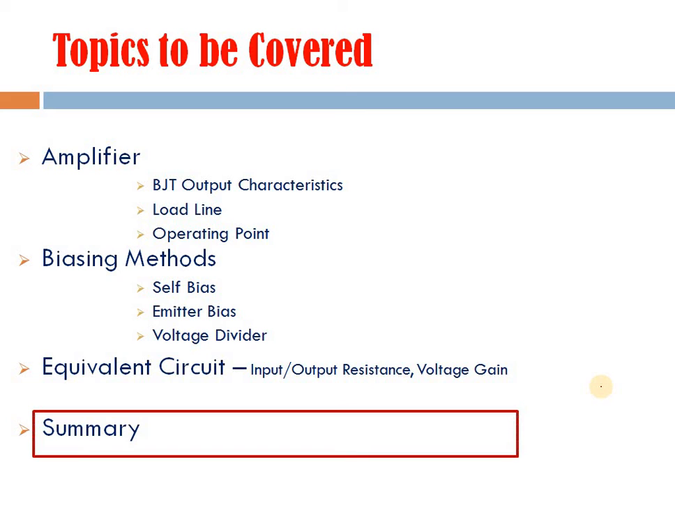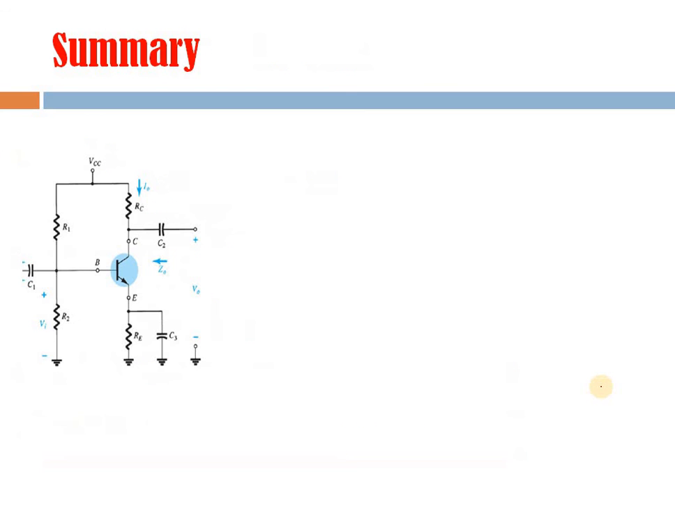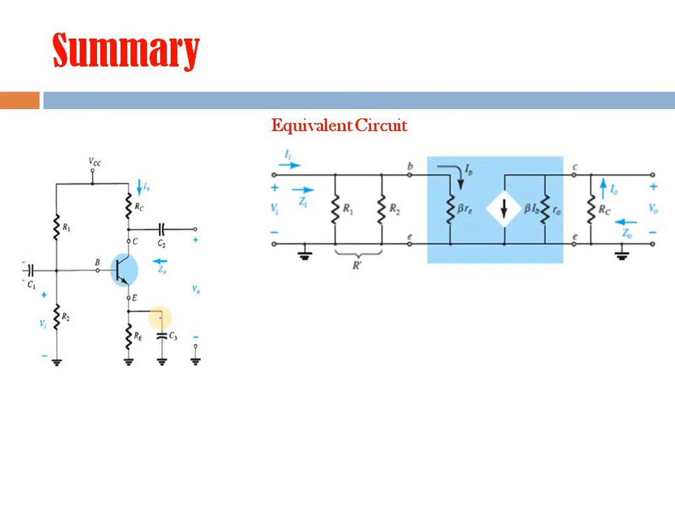Now it is time to summarize all the discussion. We have seen that this is the most popular and most stable arrangement for BJT amplifier circuits, and its equivalent circuit is something like this. With the help of this equivalent circuit we can find out the equation of voltage gain, and we can also find out the equations of input resistance and output resistance.